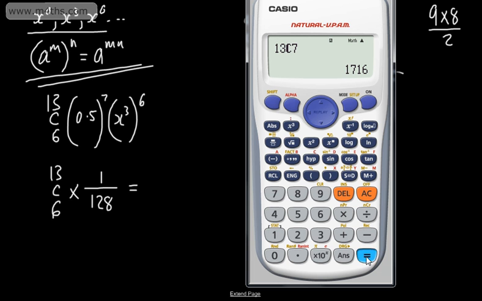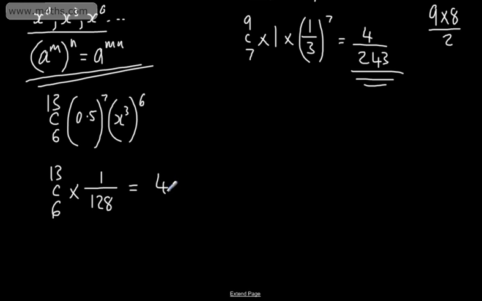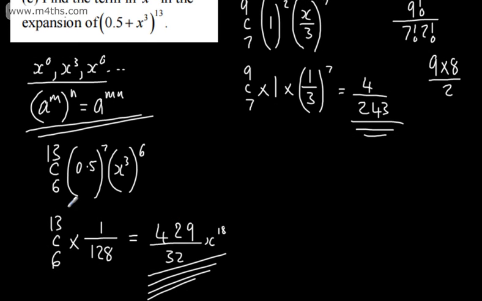Okay, let's put that on. So there we go, and all we need to do is divide that by 128. Divided by 128, that's going to give us 429 over 32. So 429 over 32 is the term in x to the 18th. So that's what we get. The coefficient is 429 over 32.